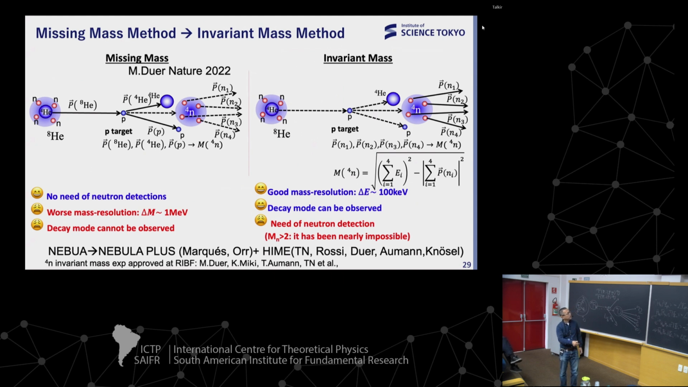We also have another detector called HIME, which was originally developed by our group, but now a German group has also joined. So we have lots of neutron detectors, basically made of plastic scintillators. With that, we actually made a proposal. Meita Duo and Miki-san, these 2 people are the PIs of this experiment, and the invariant mass of the tetraneutron will be measured. This is an approved experiment, okay? So this is one thing.